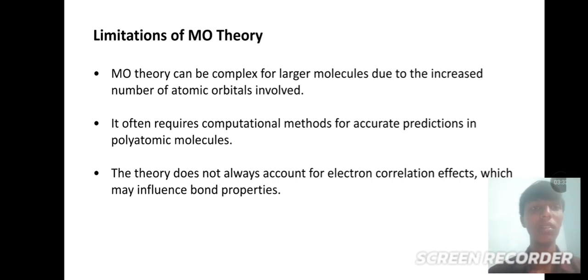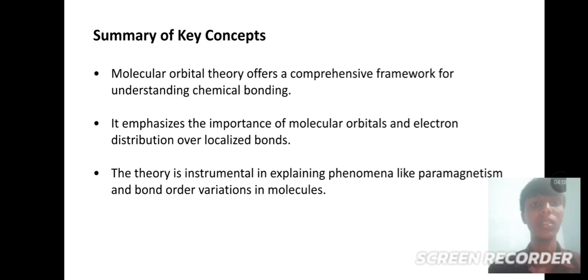Limitations of molecular orbital theory. Molecular orbital theory can be complex for larger molecules due to the increased number of atomic orbitals involved. It often requires computational methods for accurate predictions in polyatomic molecules. The theory does not always account for electron correlation effects, which may influence bond properties.